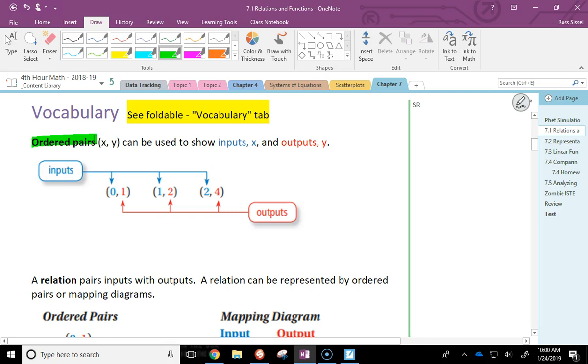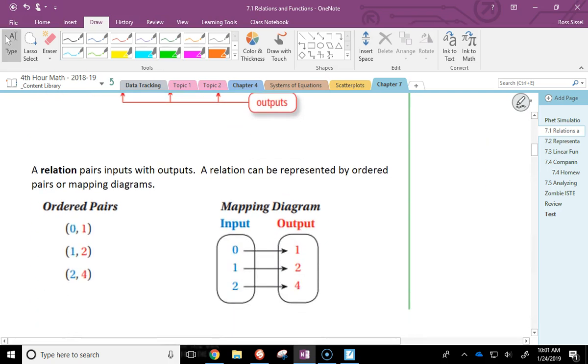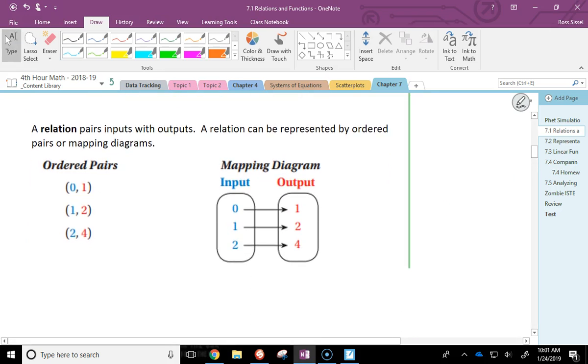Alright, so, first thing, ordered pairs can be used to show inputs, which is our X, and outputs, which are our Y. So when I have the ordered pairs 0, 1, 1, 2, 2, 4, we call all of our X's the inputs, and we call all of our Y components the outputs. A relation, that's the next part on your foldable, says a relation pairs inputs with outputs.